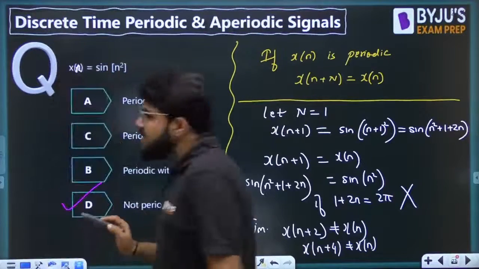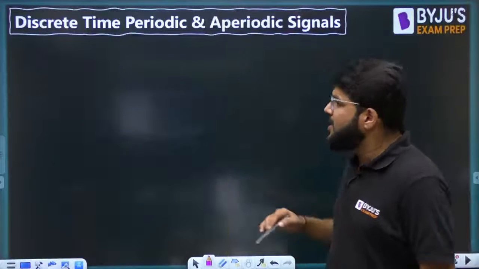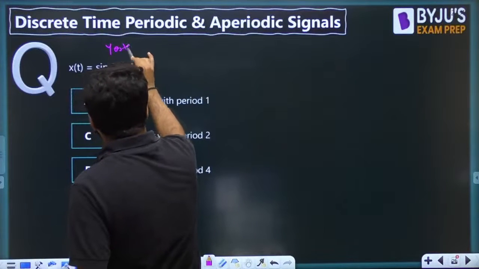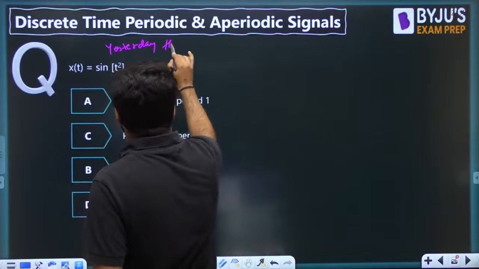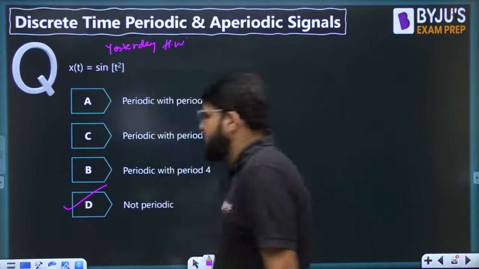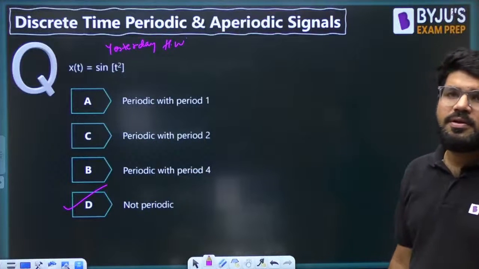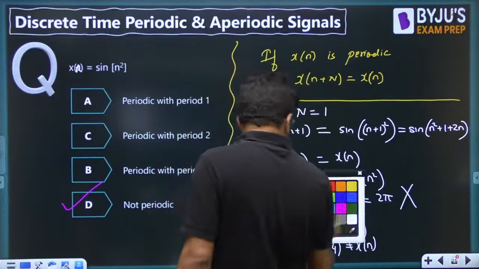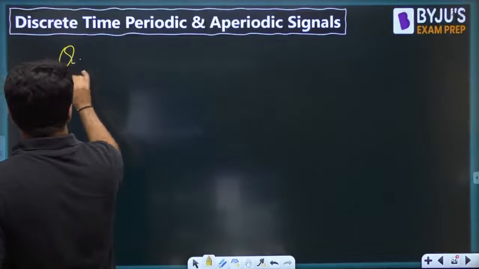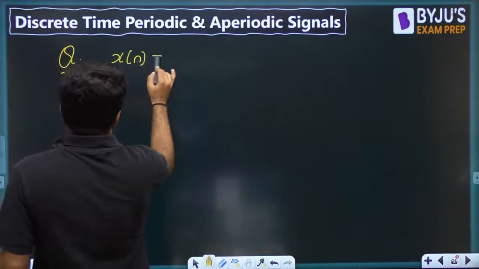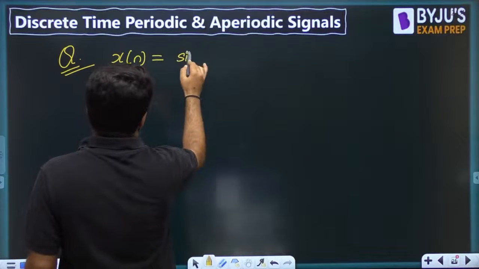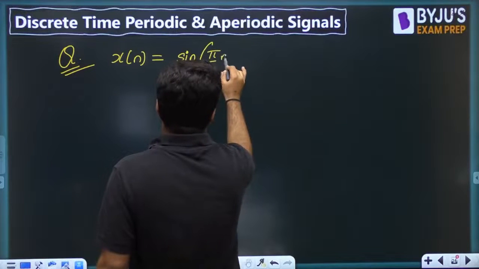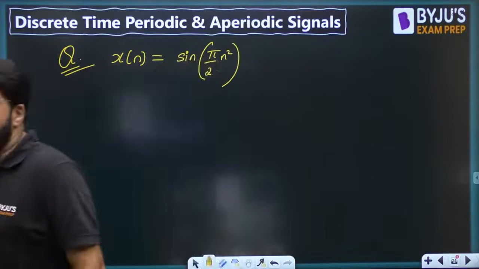This is aperiodic. Similarly, let me also talk about the question I gave you yesterday as homework. By the same logic, if you solve it, again it is not periodic. Now let me give you a different question. Let us make another question here. Suppose the question is x of n is equal to sine of pi by 2 n square, or pi n square etc.